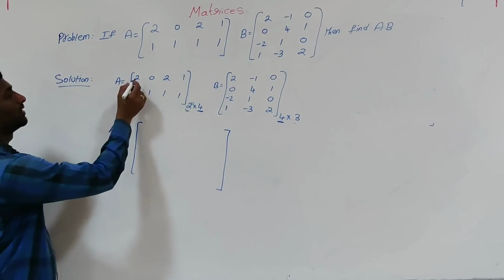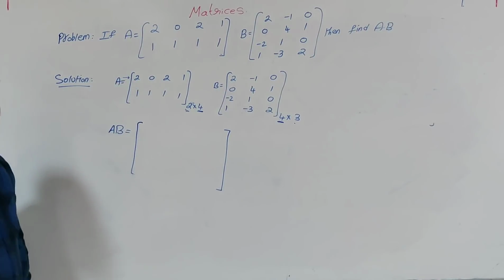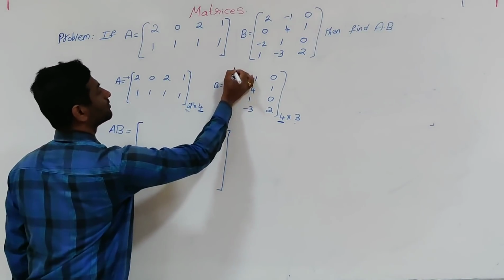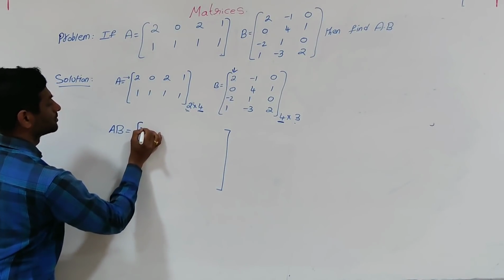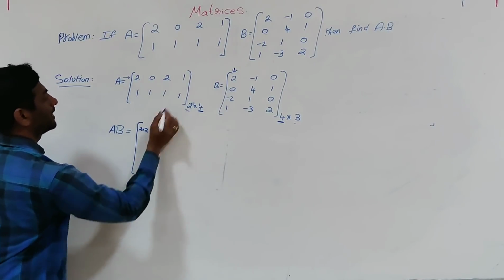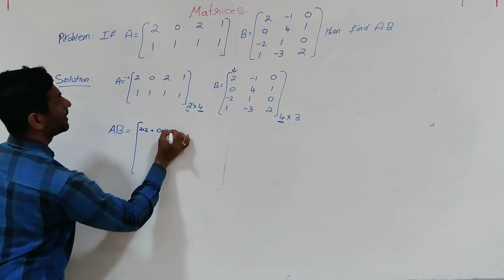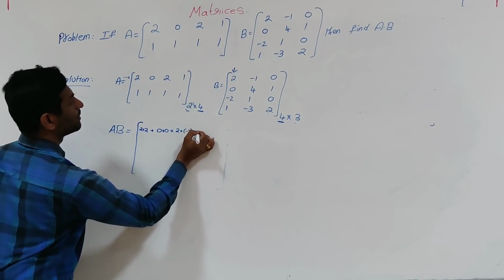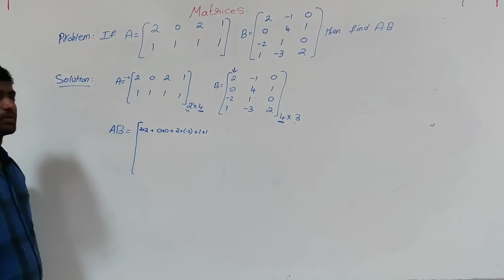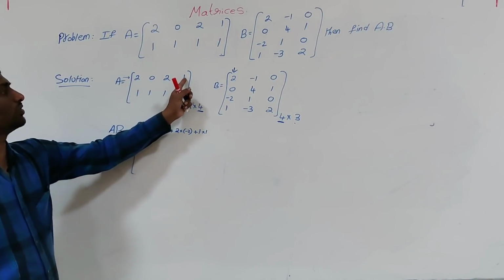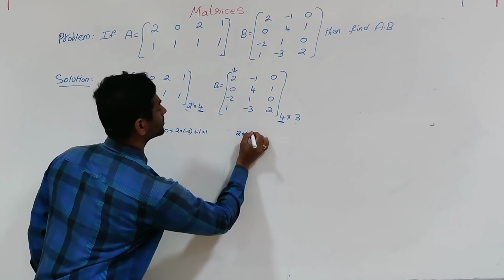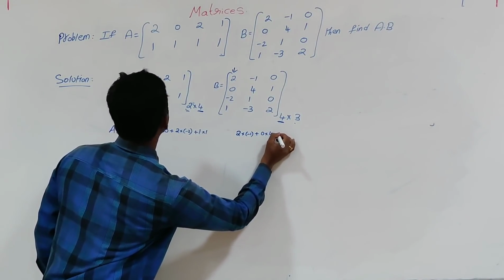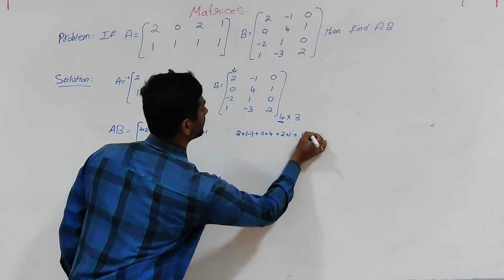Now, the first row of the matrix A with the first column of the second matrix. That is 2 into 2 plus 0 into 0 plus 2 into minus 2 plus 1 into 1. Next, the same row, first row with second column elements: 2 into minus 1, 0 into 4 plus 2 into 1 plus 1 into minus 3.